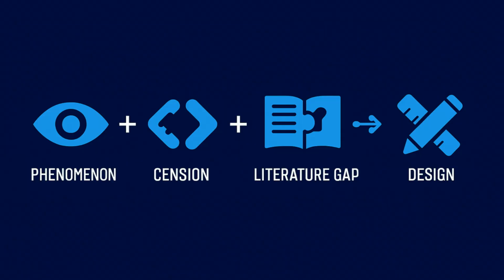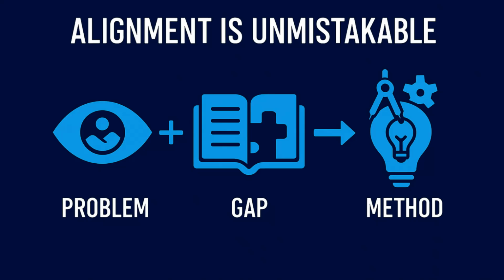A phenomenon is observed, a tension is identified within it, a consequence shows why that tension matters. The literature gap reveals what the field still does not know about the tension. That gap highlights the type of missing knowledge, and the design follows as the method capable of generating that missing knowledge. This is not a procedural detail, but the structural foundation of a coherent study.